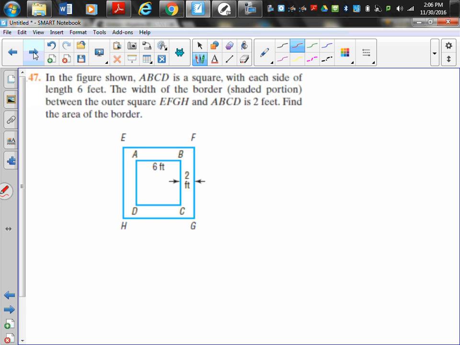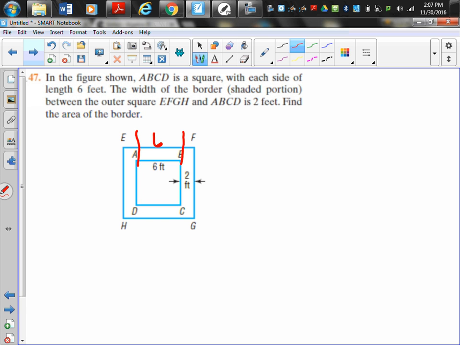Now, this is one of the problems that students have trouble with. So what I need to know is, what is the length of line segment EF? We know that AB is 6. So that piece is 6.